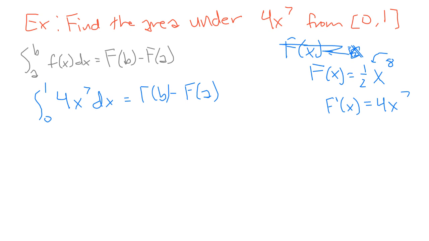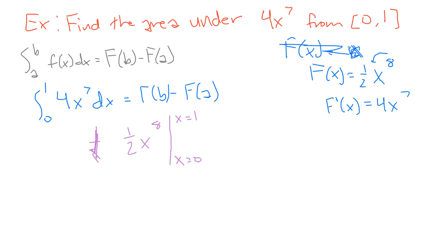So now we go ahead. We can now say that we have 1/2 x to the 8th, and we can draw the little line that shows x equals 0 to x equals 1.